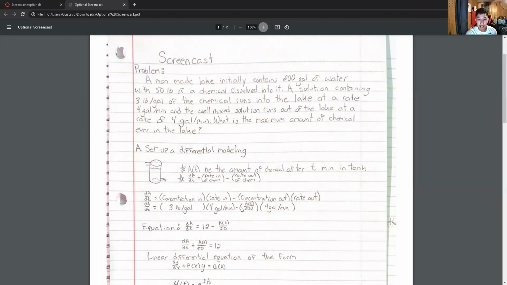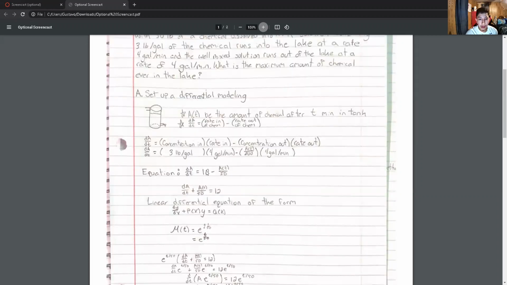And we're going to subtract A of t over 200, which is the concentration going out, because we're not given a concentration. It's the amount at a certain time over 200, which is the volume, and that's what concentration is. Then we multiply that by 4 gallons per minute, because that's the rate it's going out. Simplified, this is 12 minus A of t over 50. Then we set it up as a differential equation: dA over dt plus A of t over 50 is equal to 12.